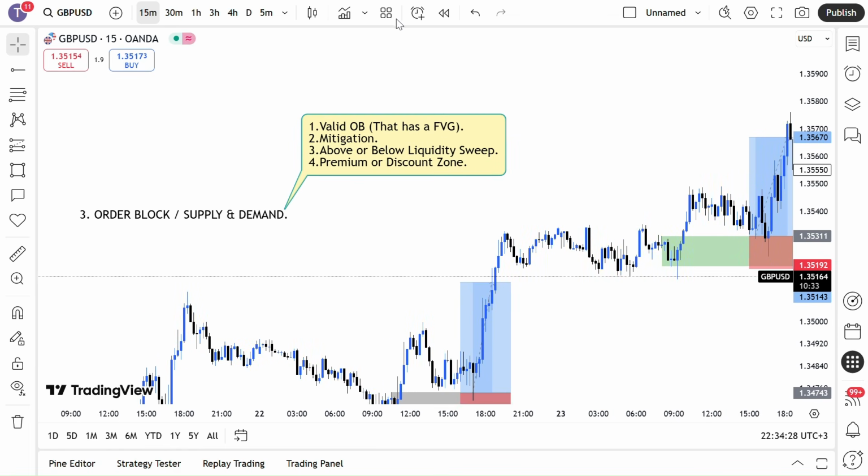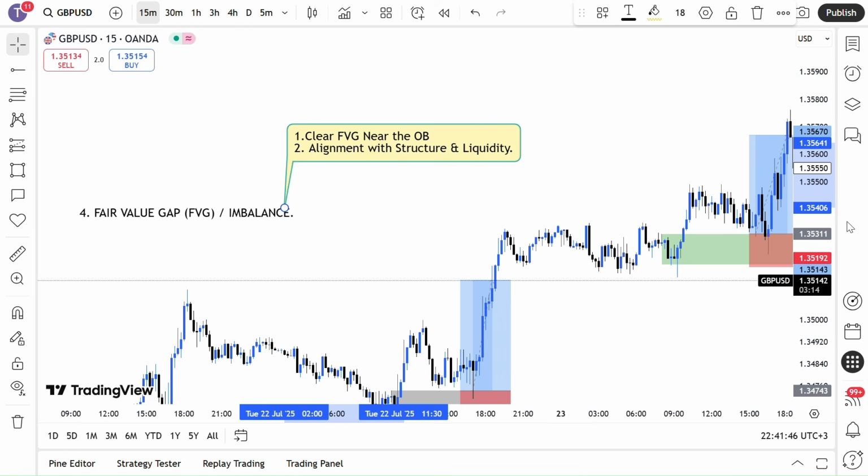So let's go to number 4. On our checklist, number 4, we have fair value gaps, which we call FVG, and you can call it imbalance. So in this fair value gaps, you should be asking yourself, is there a clear fair value gap near your order block? Is there a clear imbalance near that order block that you are trying to trade from?